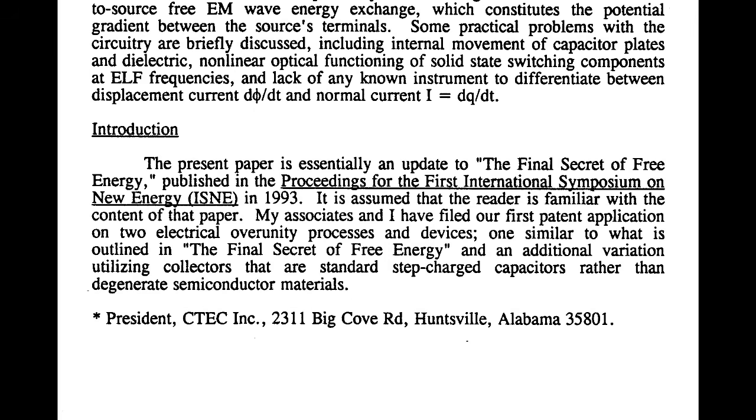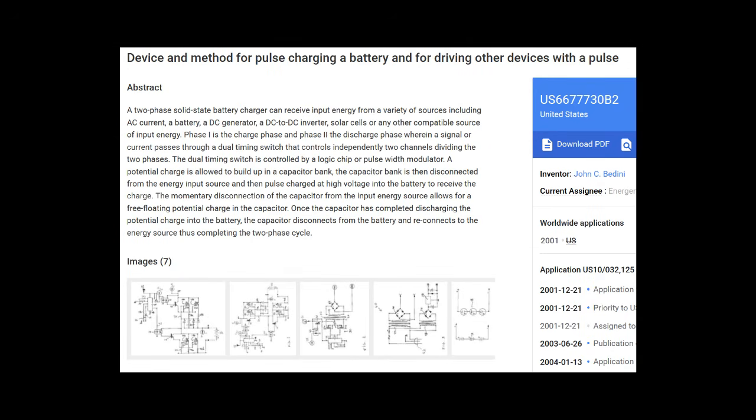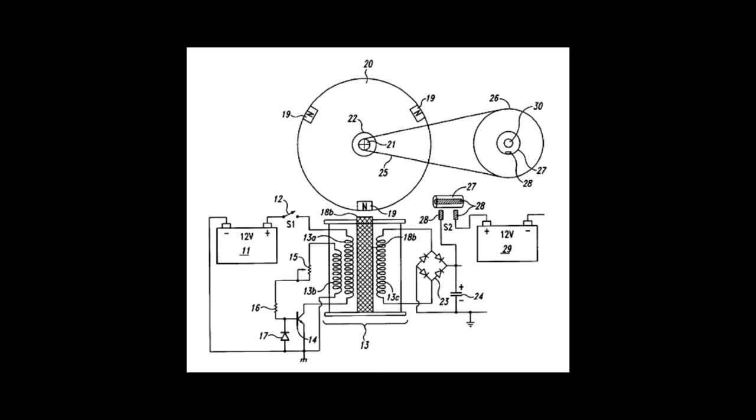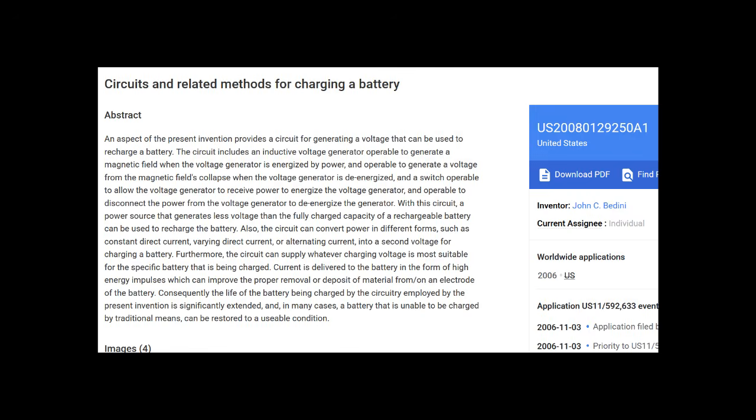My associates and I have filed our first patent application on two electrical overunity processes and devices, one similar to what is outlined in The Final Secret of Free Energy, and an additional variation utilizing collectors that are standard step-charge capacitors rather than degenerate semiconductor materials.